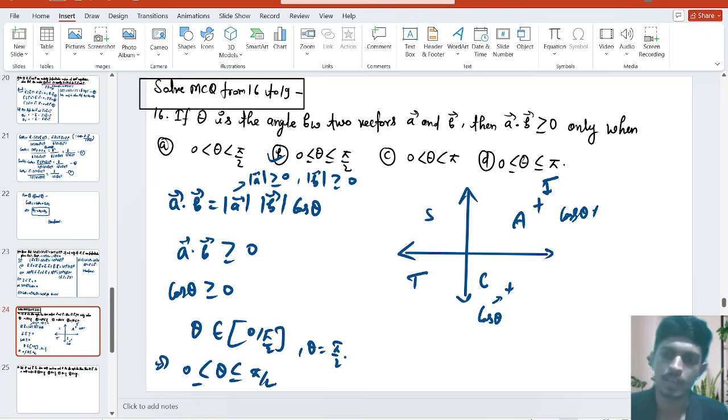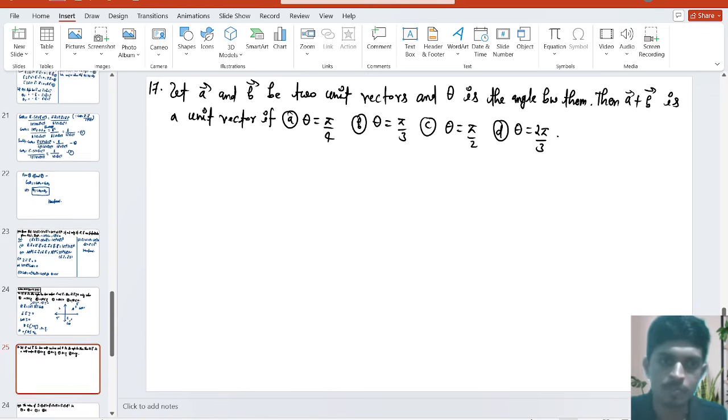Option number B will be correct. If taking the D option, it lies in the second quadrant. In the second quadrant, cos theta will be negative, so this is not possible. I hope it is clear to you.